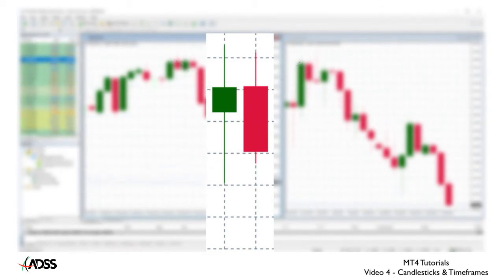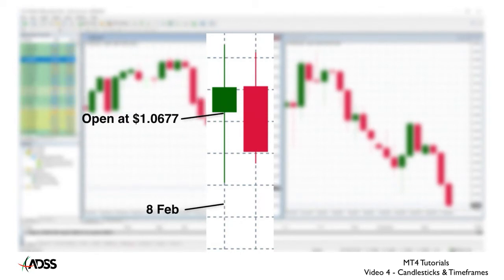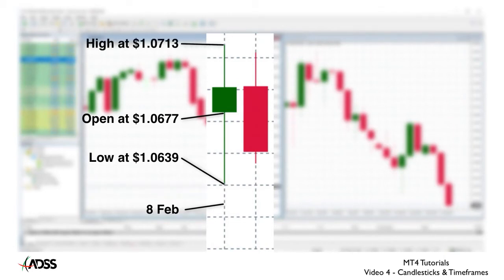Specifically, the markets opened here on the 8th of February at $1.0677. During the same day, this figure, the price, went as low as $1.0639 and as high as $1.0713. At the close of the day, the price was $1.0691. How do we know that the price went up during the day and not the other way around?